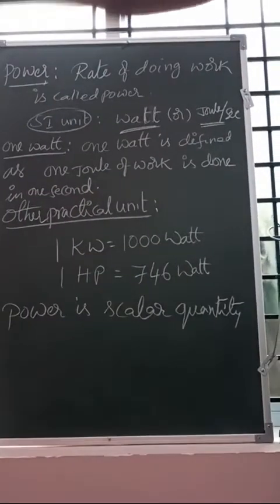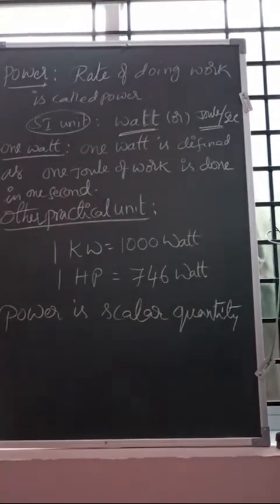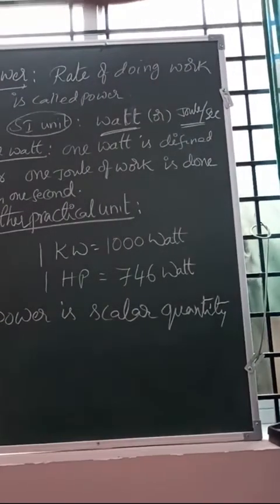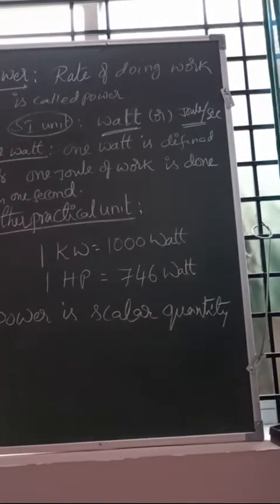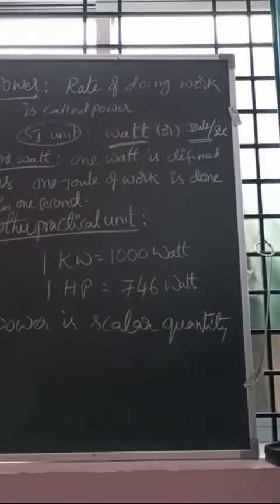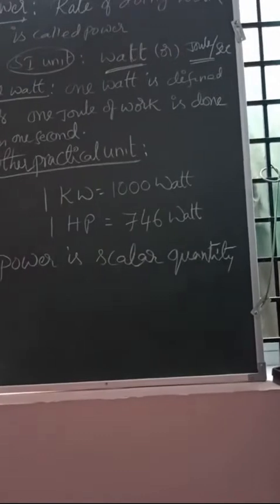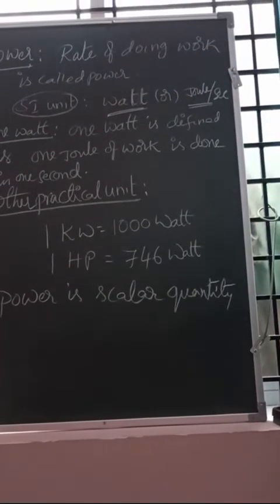Power. About this power we need to learn. Previously we already learned about work. About work, the rate of doing work is called power. Clear? Rate of doing work is called power.